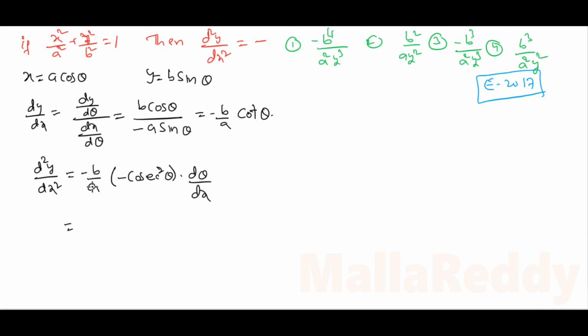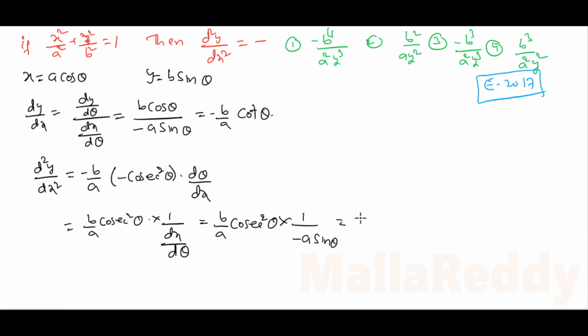So that is minus into minus, plus b by a cosec square theta into d theta by dx, that is 1 by dx by d theta, that is equal to b by a cosec square theta into 1 by the derivative of x, which is a cos theta, derivative is minus a sin theta, that is equal to minus b by a square into cosec square theta, that is 1 by sin square theta, into 1 by sin theta, that is minus b by a square into 1 by sin cube theta.